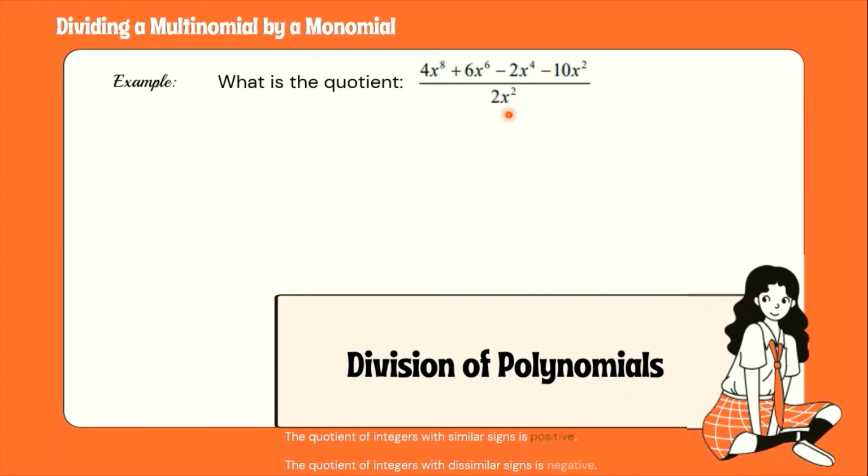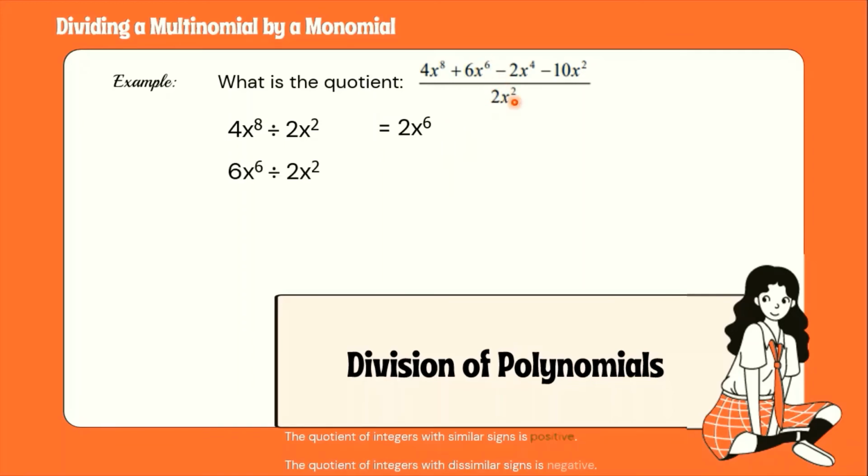So, unahin natin itong dalawa. 4x raised to the power of 8 divided by 2x squared. Ang sagot natin ay magiging 2x raised to the power of 6 dahil 4 divided by 2 is equal to 2. Copy x, yung ating variable, and then 8 minus 2 is equal to 6. Next naman tayo sa second term.